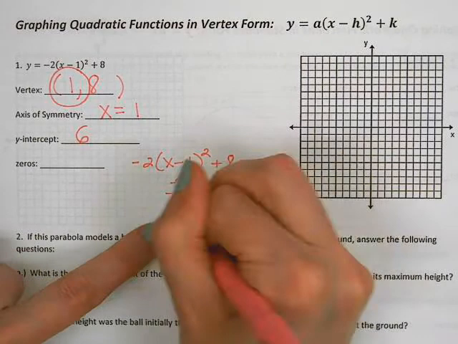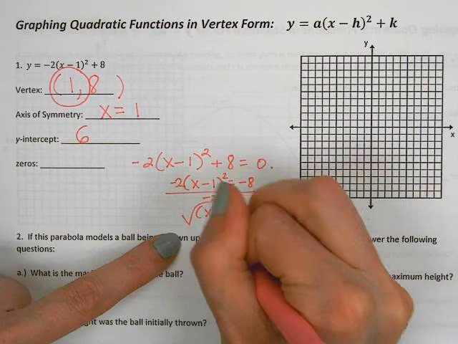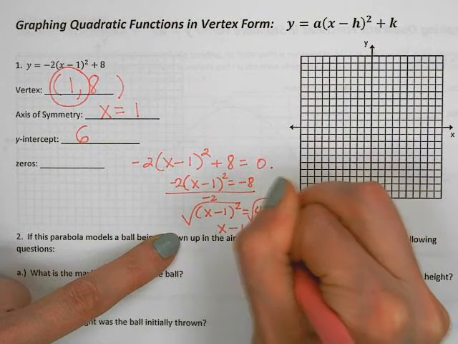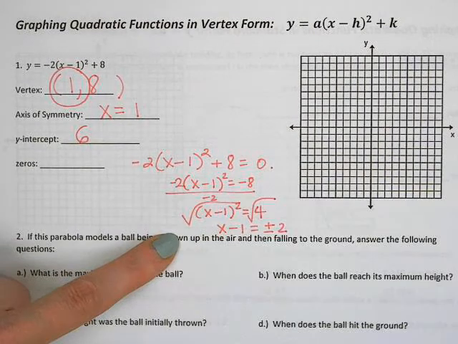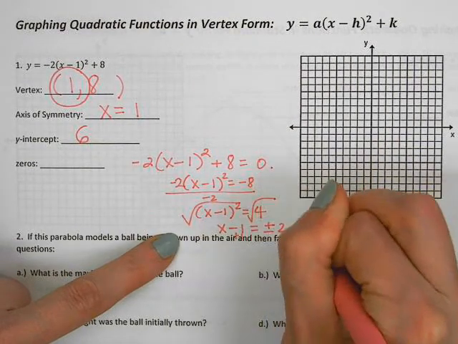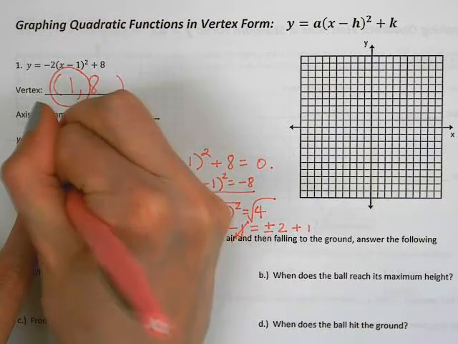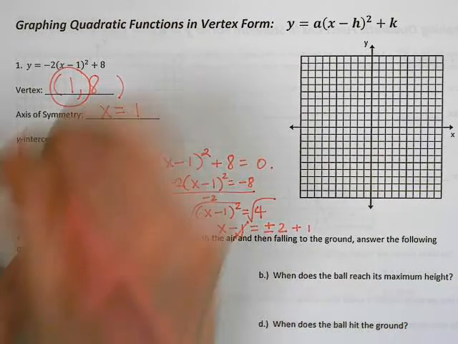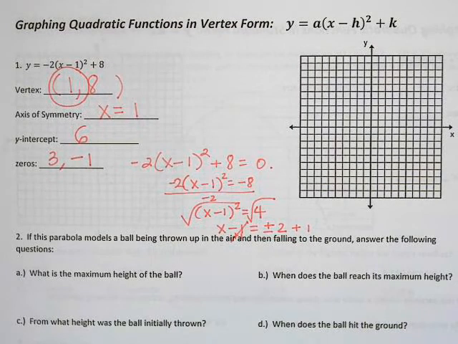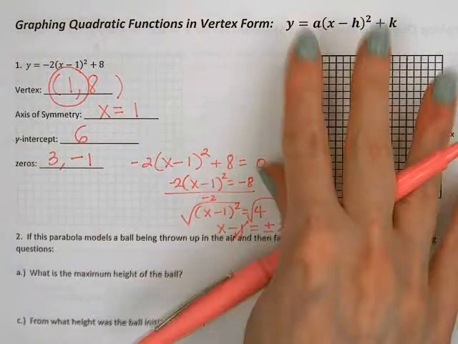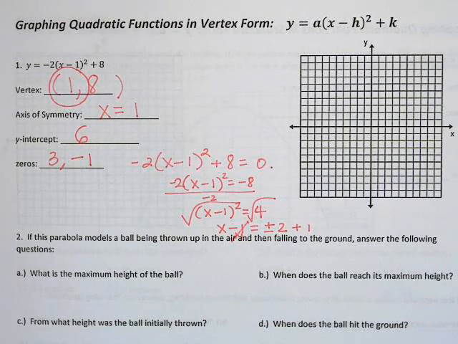And then square root both sides. We get x minus 1 equals plus or minus 2. And then lastly, add that 1 over. Okay, so positive 2 plus 1 is 3. Negative 2 plus 1 is negative 1. And then if we can graph all this, we're good.